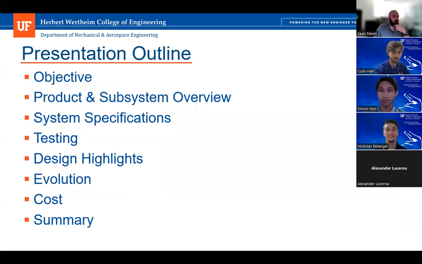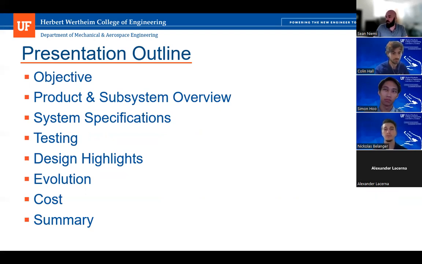So first, a general outline of our presentation today. We will begin with an objective that led us to actually building this project. And then we're going to go into a general product overview to establish some familiarity with our solution. We will then briefly touch on the specifications of our system, such as the maximum speeds we're able to achieve. Then a breakdown of our testing procedures will follow.